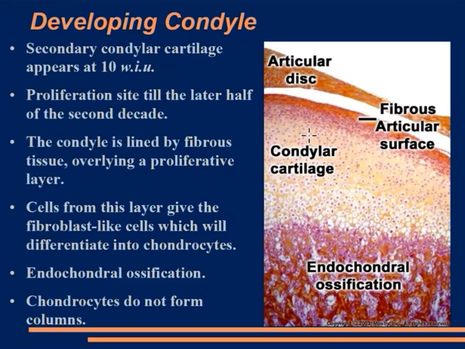Like the adult, the mandibular condyle of the child is lined by a layer of fibrous tissue. Beneath it is a proliferative layer of undifferentiated cells, which has more activity. Cells from this proliferation layer, just beneath, form the cell-rich zone. Cells here will give rise to fibroblast-like cells and will subsequently differentiate into chondrocytes, which give the secondary condylar cartilage.